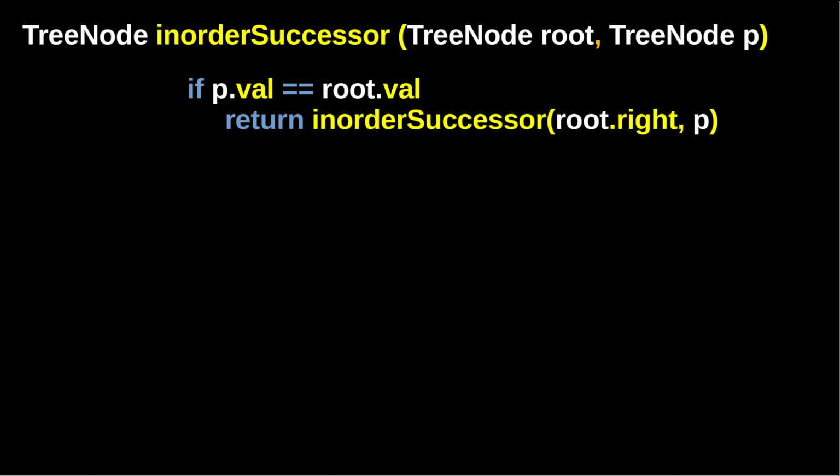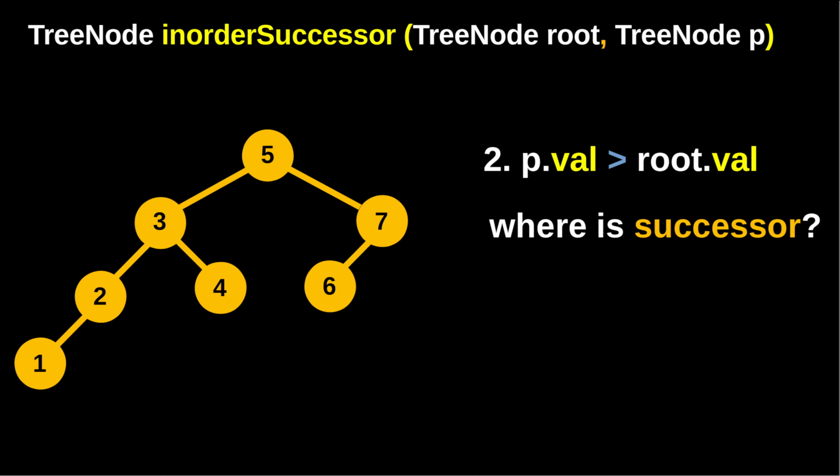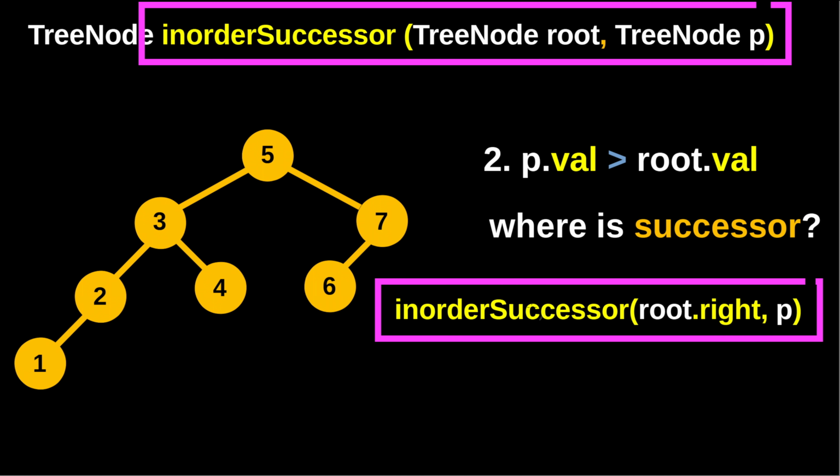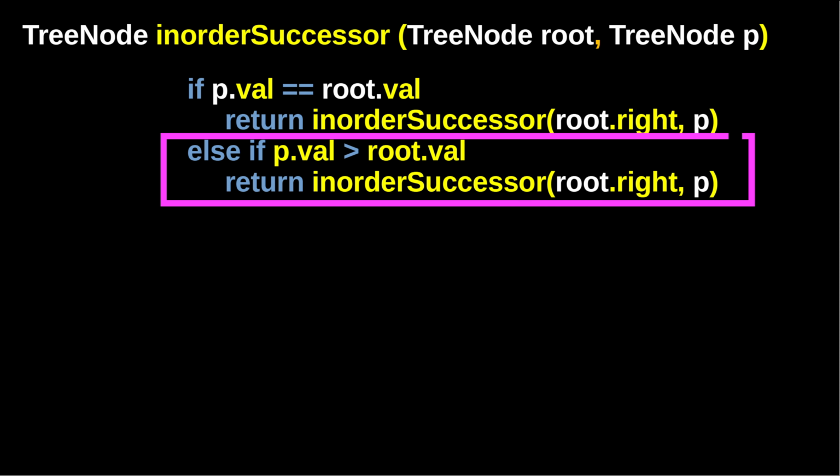So let's build up the pseudocode for the function. For scenario 1, if the value of P is the same as the value of root, we just call the same function, but using the right child of root, and we're looking for the in-order successor of P. In the second scenario, the value of P is larger than the value of root. Where is the in-order successor here? In this scenario, both P and the in-order successor of P must be in the right subtree, not including the root. We can just discard this entire portion of the tree. Again, we can call the same function, and find the in-order successor starting with the right child of the root. Now we can add scenario 2 to the pseudocode.